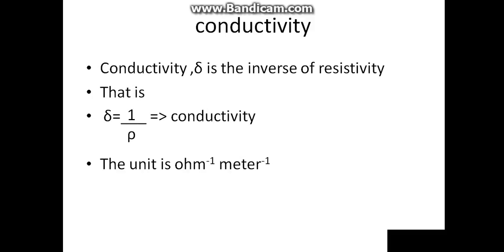Conductivity. Conductivity sigma is the inverse of resistivity. That is, conductivity is equal to 1 over resistivity. The unit is per ohm per meter.